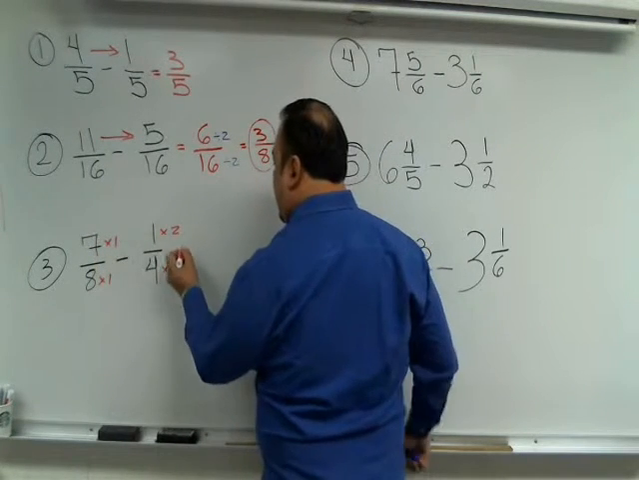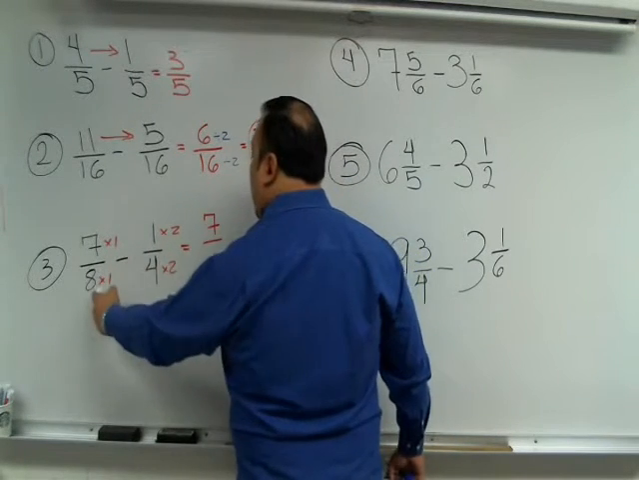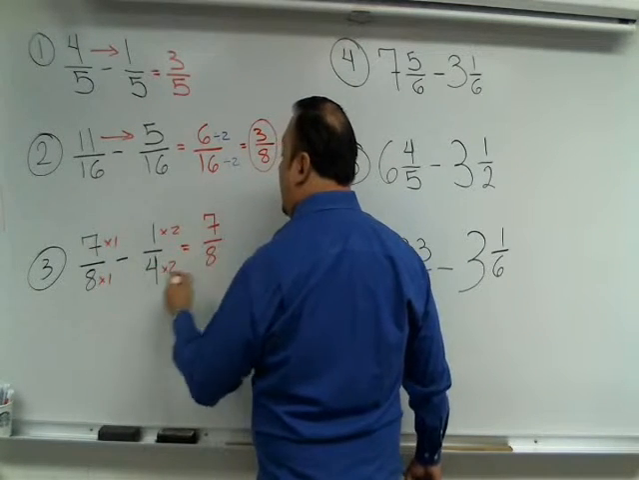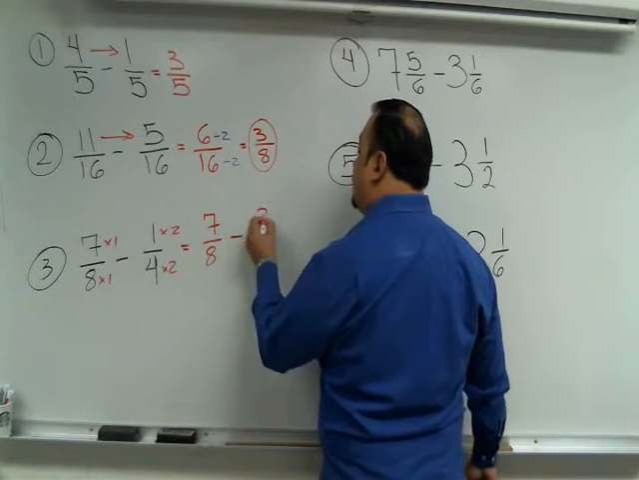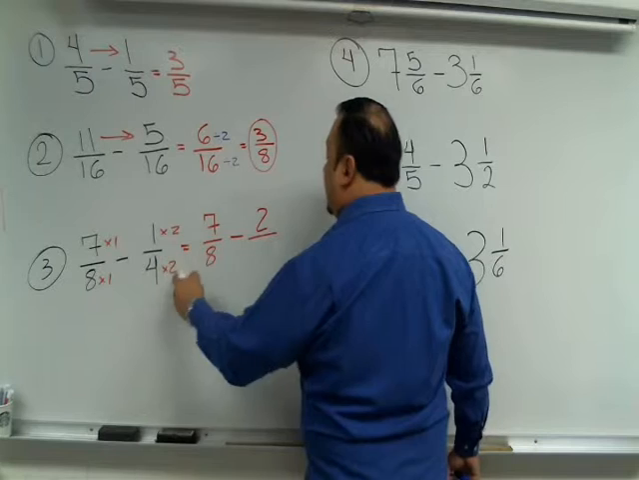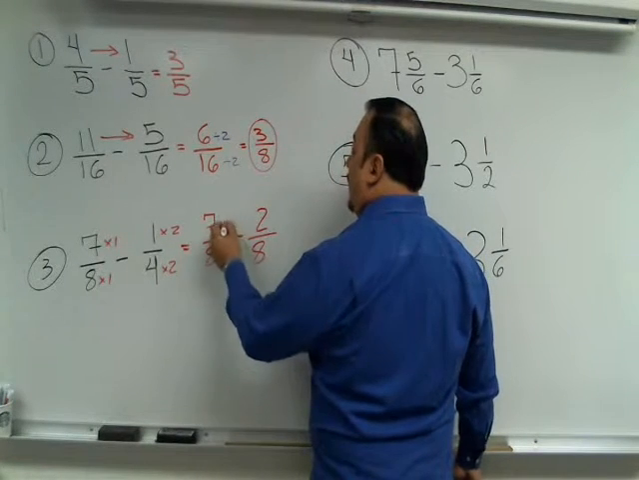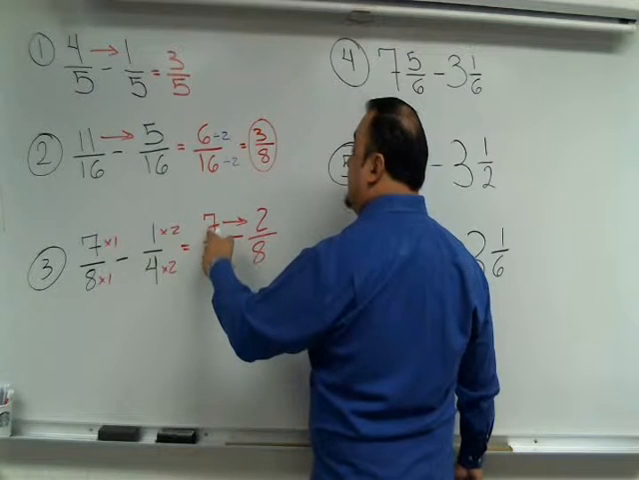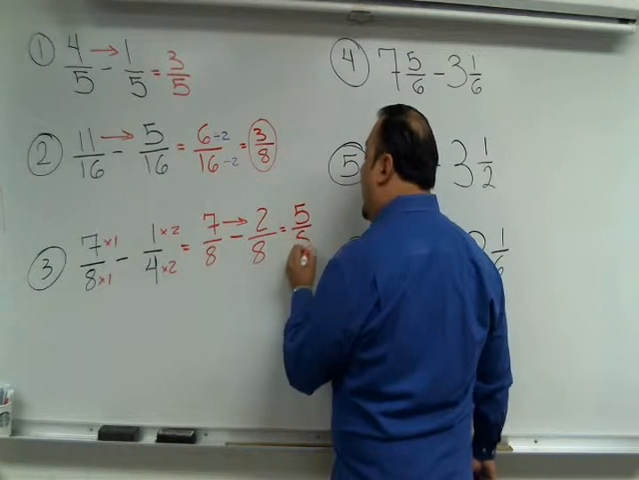Now what I have is 7 times 1 is 7. 8 times 1 is 8. Minus 1 times 2 equals 2. 4 times 2 equals 8. Now we have a common denominator. We go ahead and subtract our numerators. 7 minus 2 equals 5 over 8.